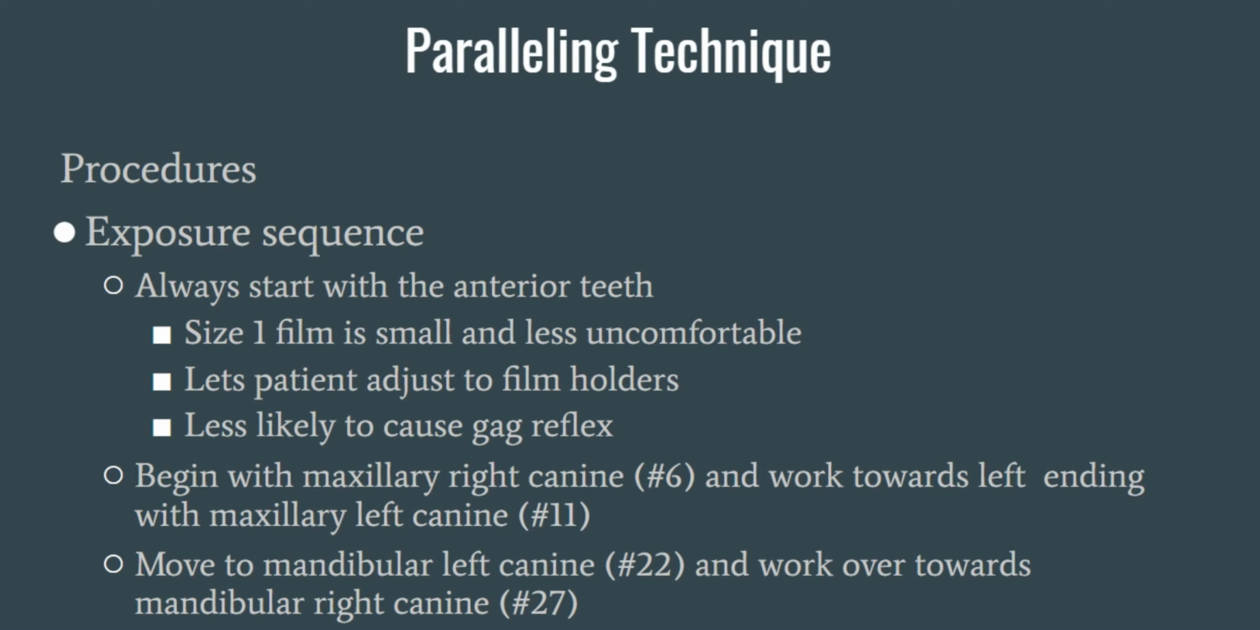If a size 2 is going to be used instead, there will be 6 anterior film placements. You'll have 3 on the maxillary and then 3 on the mandibular. Doing it this way helps the operator stay on track. It helps the operator know where they're at, so there's not any accidental repeats and there's not any accidentally left out.